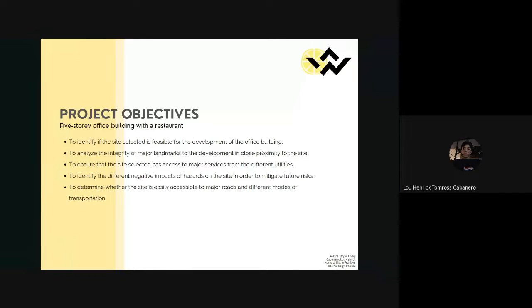As for the project objectives, the first one is to identify if the site selected is feasible for the development of the office building. The second is to analyze the integrity of major landmarks to the development in close proximity to the site. The next is to ensure that the selected site has access to major services from different utilities. Next is to identify the different negative impacts of hazards on the site in order to mitigate future risks. And last is to determine whether the site is easily accessible to major roads and different modes of transportation.